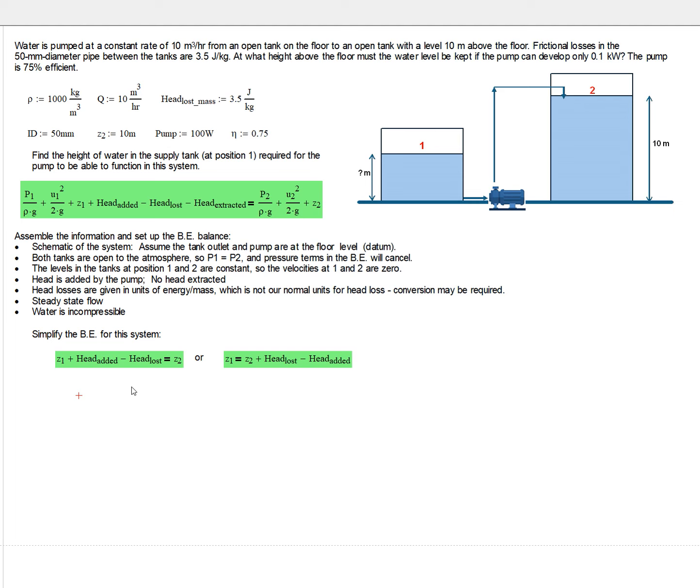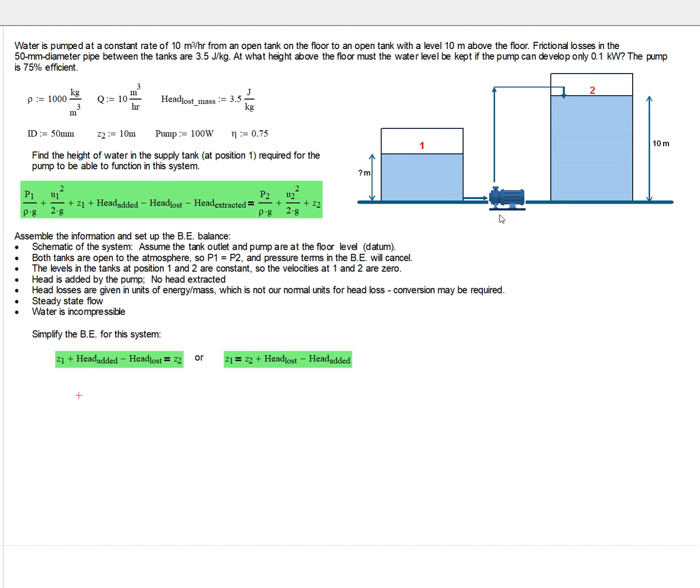And so here what we're doing is we're solving. Here we just have terms crossed out, and then in this form we've got the Bernoulli equation solved for Z1. Notice we know what Z2 is, that's 10 meters. The head loss term, that's 3.5 joules per kilogram. We're going to have to convert that to head. And then head added. What is head added?